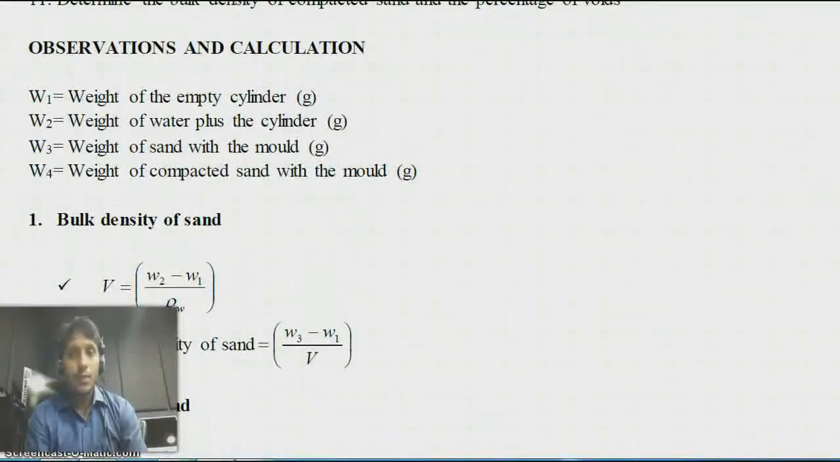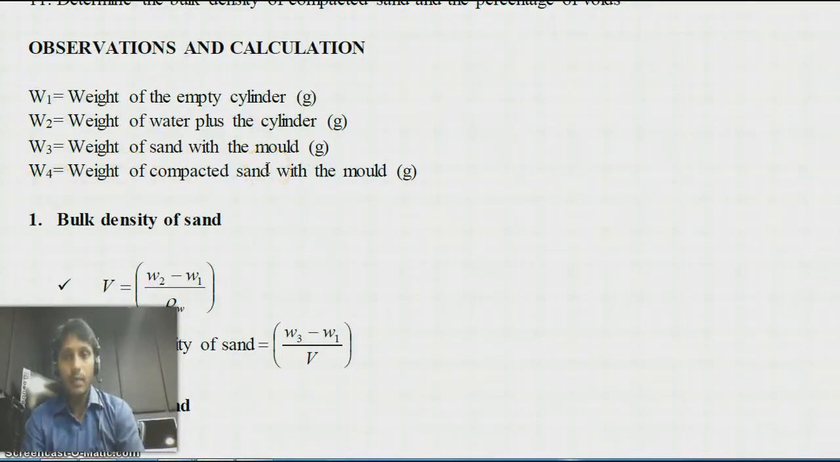Let me explain the observations and calculations before you watch that video. You are going to write W1, the weight of empty mold, which you can call not a cylinder but a mold. W2, the weight of water plus mold. W3, the weight of sand with mold. W4, the weight of compacted sand with the mold.